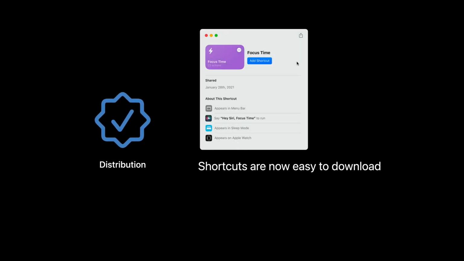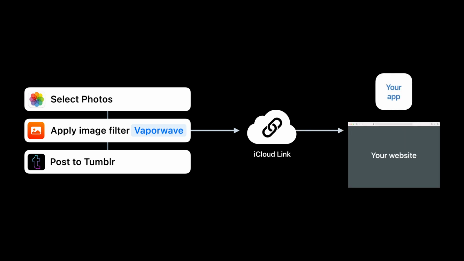Now anyone can download shortcuts without having to turn on any special settings. This means that you can distribute your own shortcuts on your website or in your app. For example, let's say you want to give people an awesome shortcut that uses actions from your app. Now, if you build that shortcut and share it to iCloud, Apple will notarize the shortcut and turn it into a link, which you can feature in your app or website and make it easy for people to download.